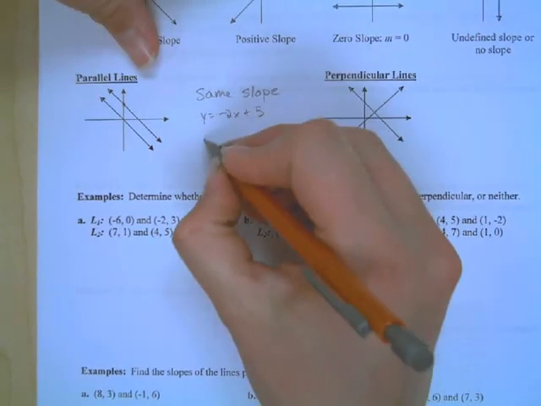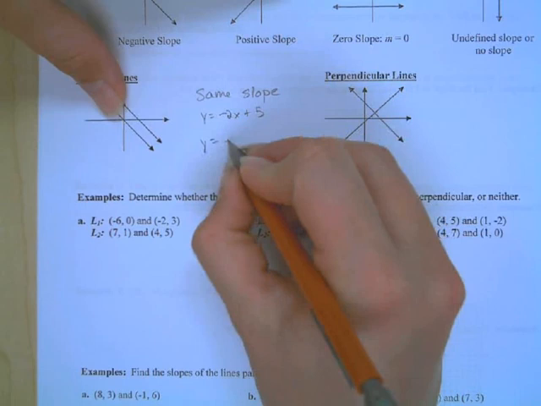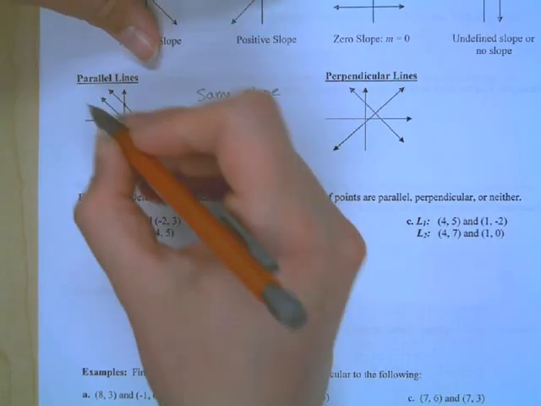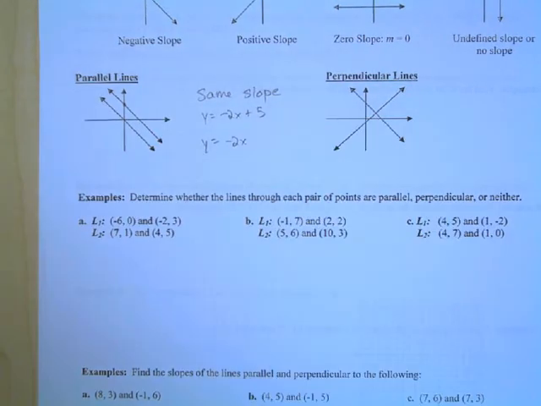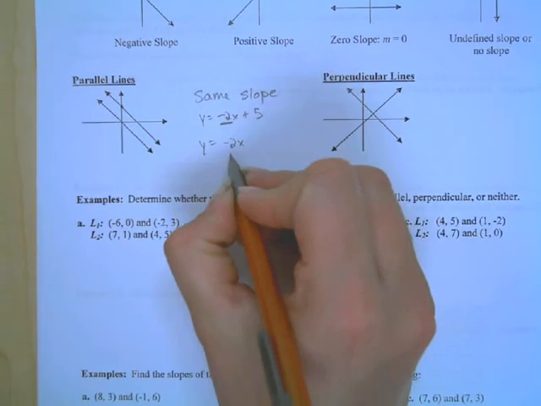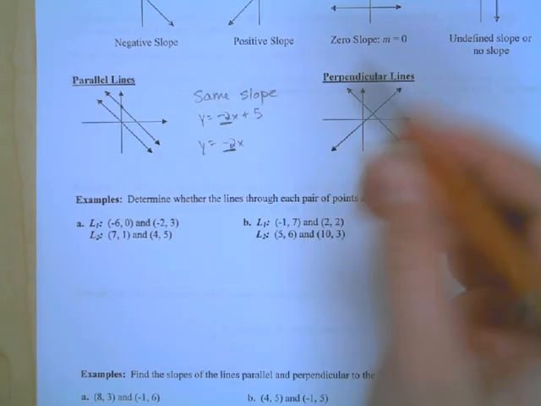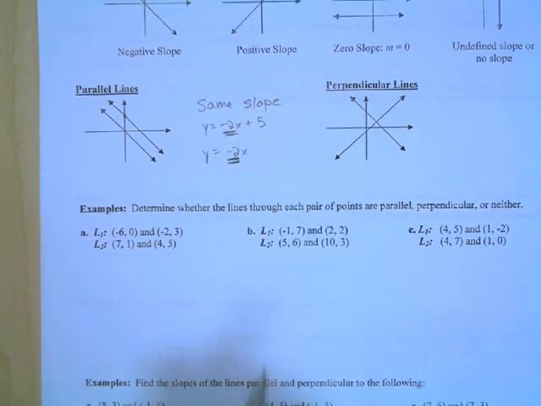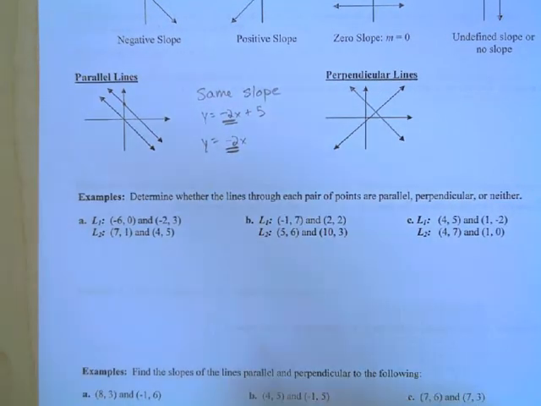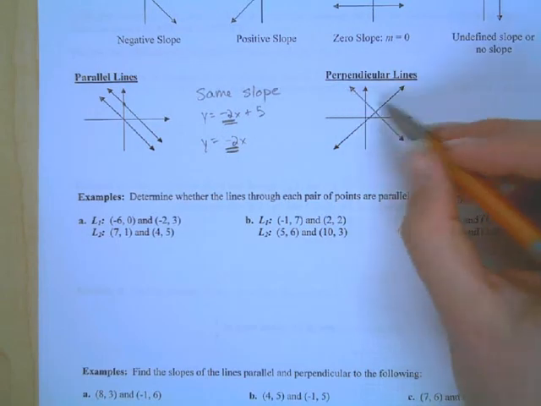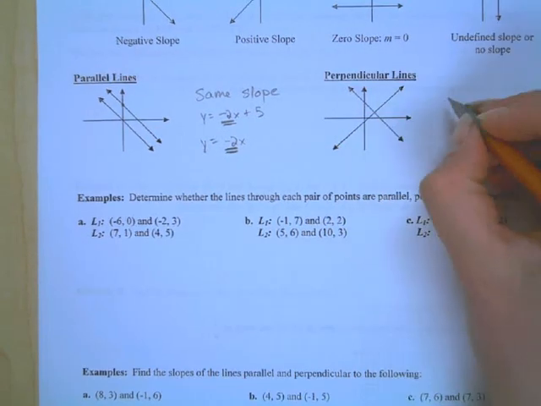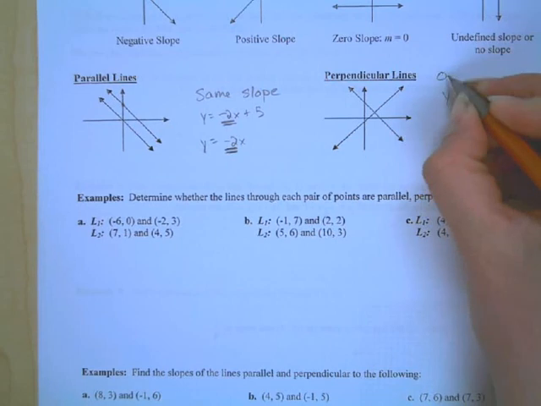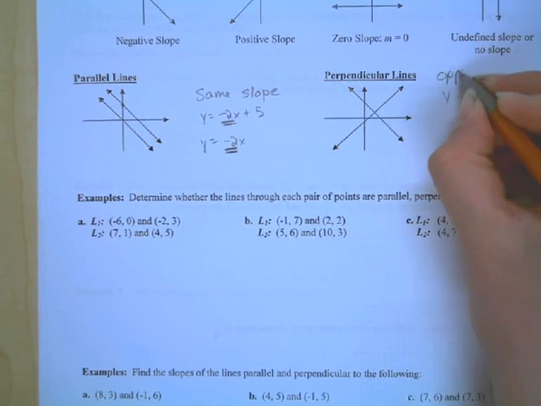Determine whether the lines through each pair of points are parallel, perpendicular, or neither. This top part, we should have written slope here: opposite and reciprocal slope. Since parallel and perpendicular lines both depend on the slope, for parallel they have to be the same, and for perpendicular they have to be opposite reciprocal slopes. Here they're giving me points on line 1 and points on line 2. So if I know the slope of line 1 and the slope of line 2, I can determine if they're parallel, perpendicular, or neither.